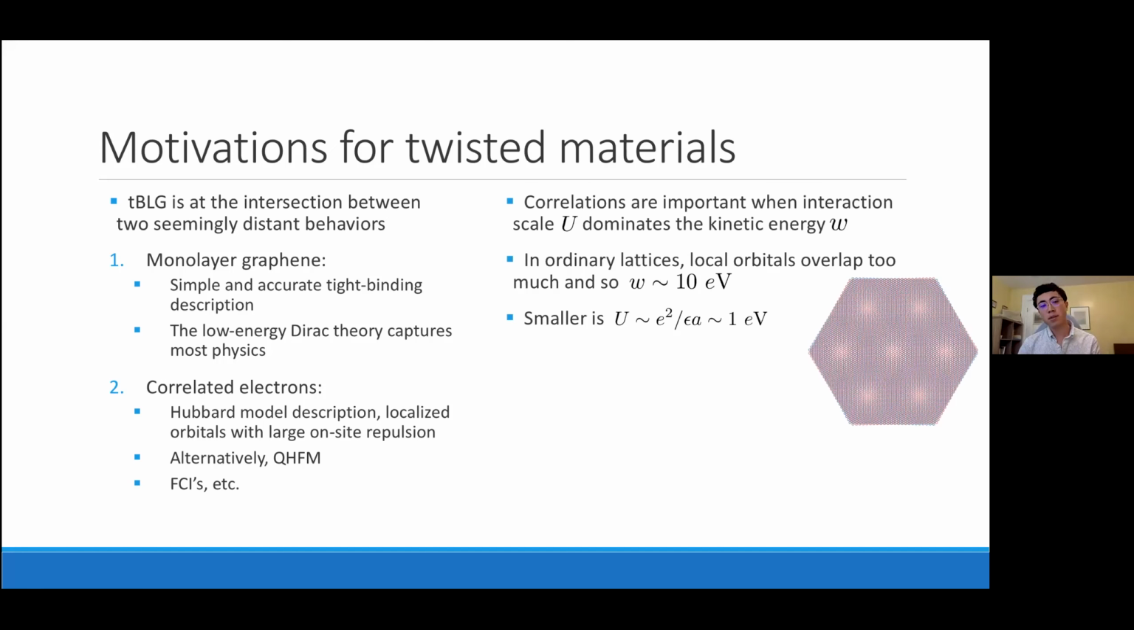Now for the motivation. Why do we care about twisted materials? Why aren't we satisfied with monolayer graphene? I mean, it's a wonderful material. It's very clean and pure and robust. So what more do we need? Well, the answer is we want to study the intersection of these two behaviors, that of the monolayer graphene and the correlated electrons. But the problem with monolayer graphene is the bandwidth, i.e. the kinetic energy, doesn't permit it. It's simply too large, because the local orbitals are big in these SP orbital systems.